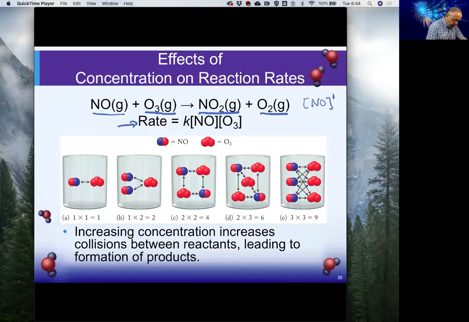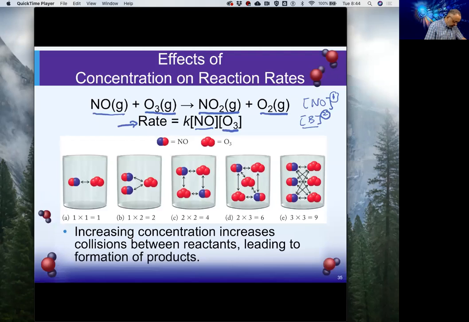And so the order of a reaction is going to be the exponent. So it's something like this. The order of the reaction with respect to NO is first order. The reaction with respect to ozone is first order. If this will be B squared, then the reaction with respect to B is going to be second order. So we give an ordinal number, first, second, third order, depending on the exponent.